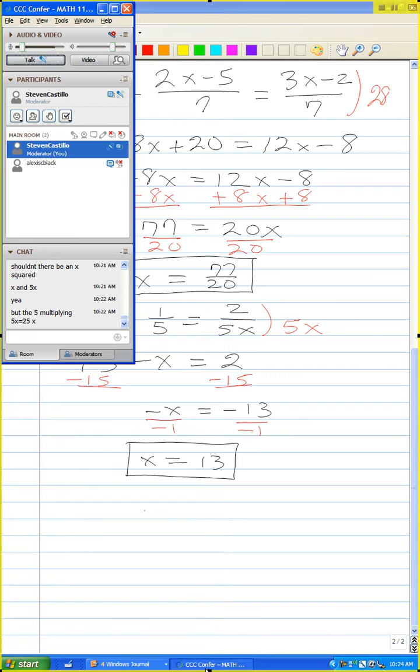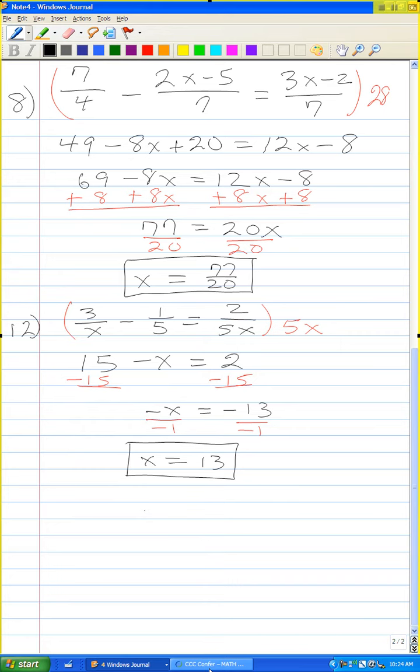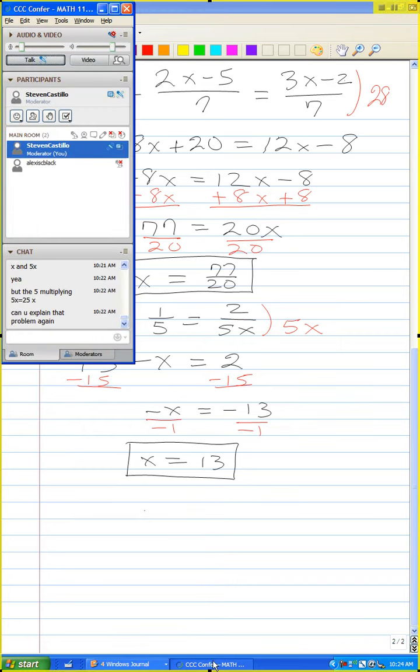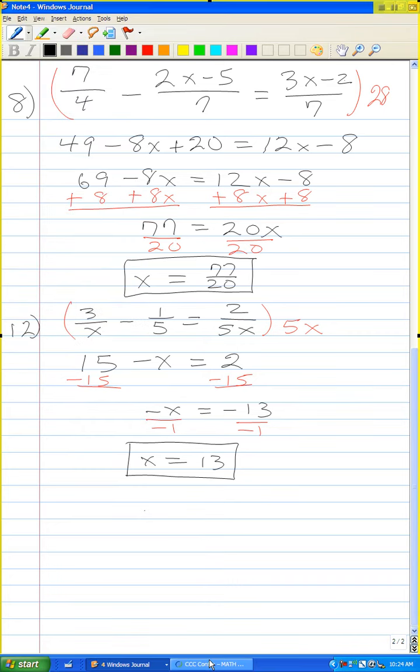If you multiply by 5, yes, you get 25, but you're dividing. Okay, I'll explain this again. Let me just write it here, then maybe I'll erase it. So 3 over x times 5x. Let me write it over 1.